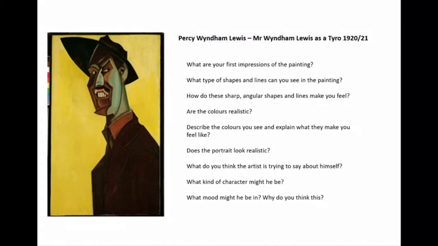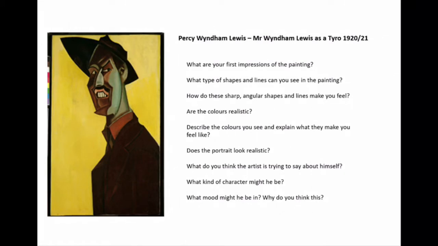That means that things didn't have to look realistic by the way that they're painted, and the shapes and the lines and the colours are often used to give you a feeling or an emotion about the subject. He was influenced by the modern machine age of the time. Here are some questions for you to think about and discuss regarding this painting.